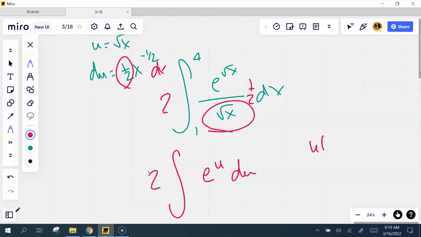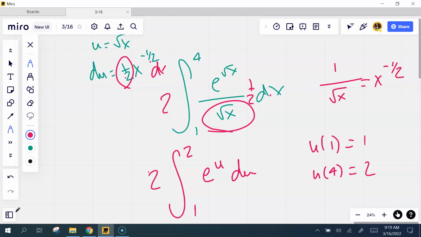And now u of 1 and u of 4, it's just the square root. Well, du is 1/2 x to the negative 1/2. So the 1/2 I countered with the 2 outside. If I have 1 over the square root of x, that's the same thing as x to the negative 1/2. So this is the same thing as 1/2. So it's already there.